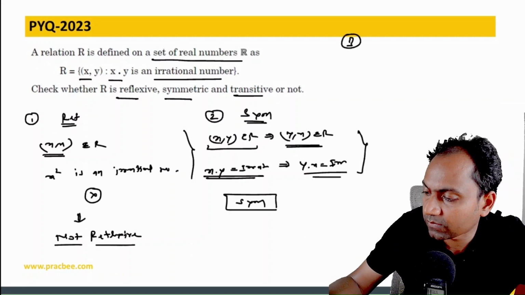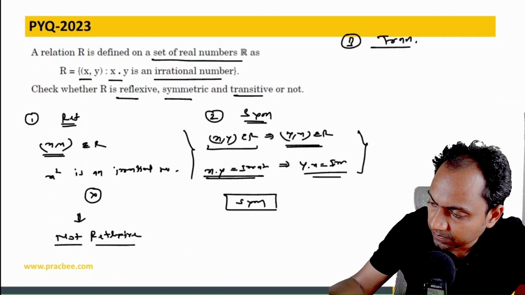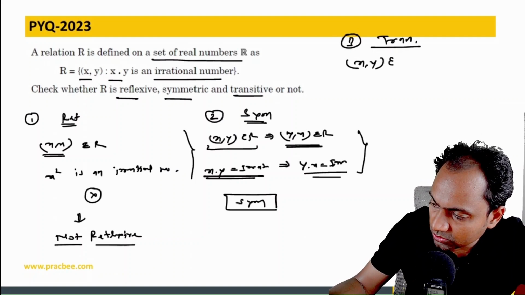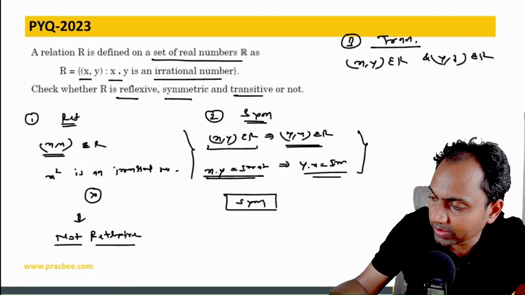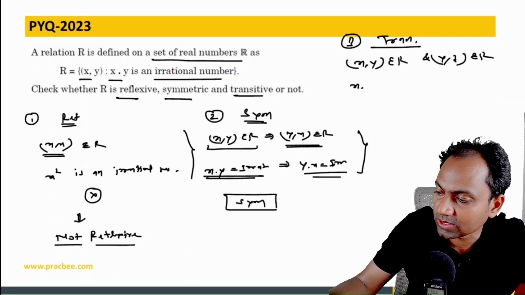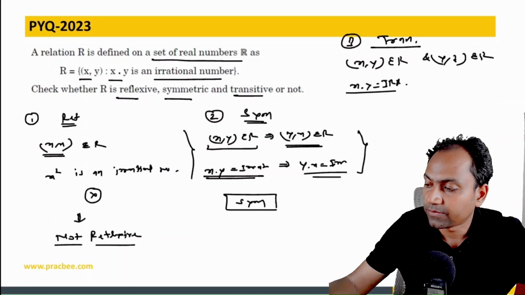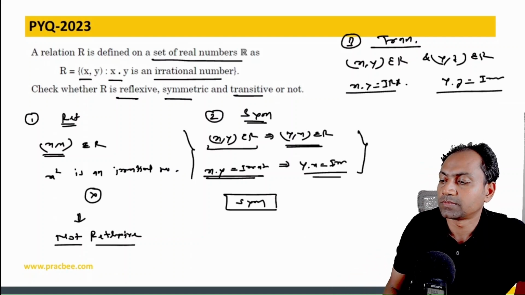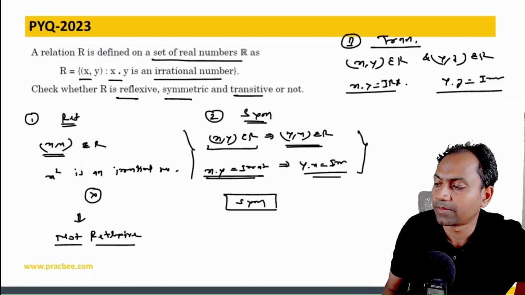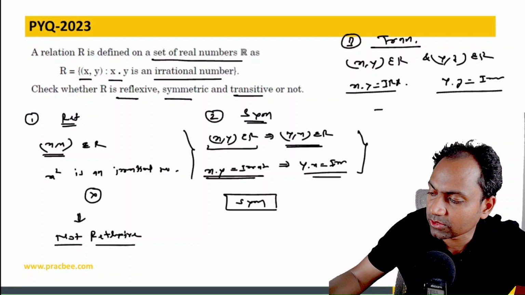And in the third part, for transitive, if x comma y belongs to R and y comma z belongs to R, we want to comment on x comma z. So from the first relation, x into y is irrational. From the second, we can write y into z is irrational. Now we need to comment on the nature of x into z.